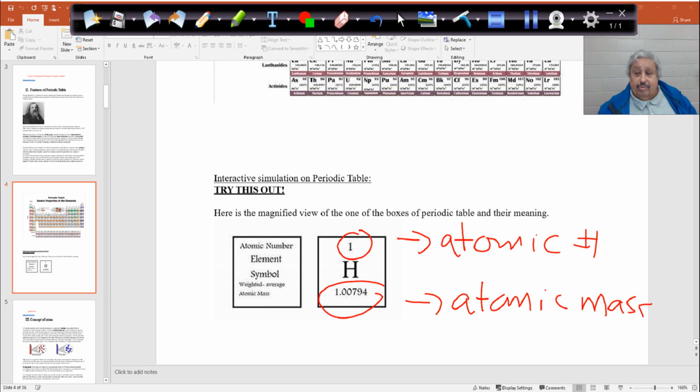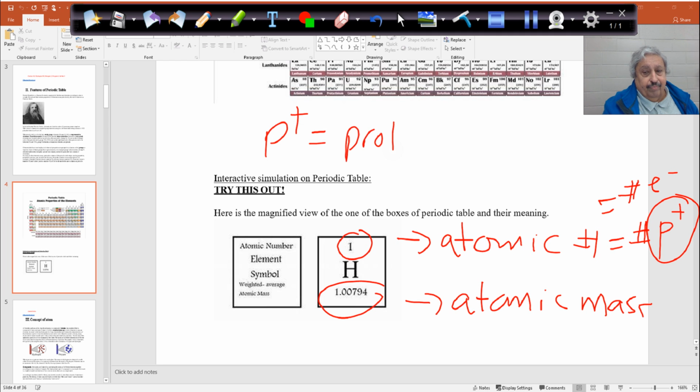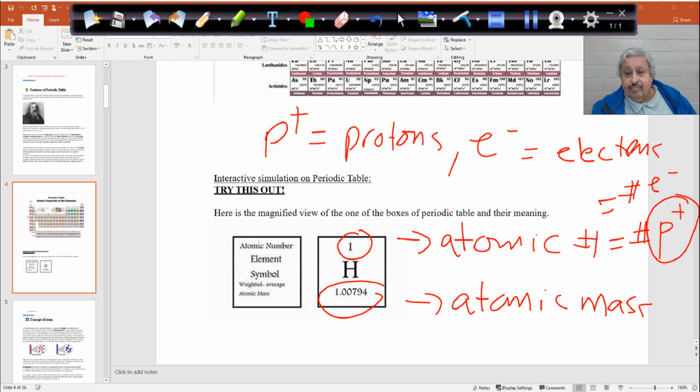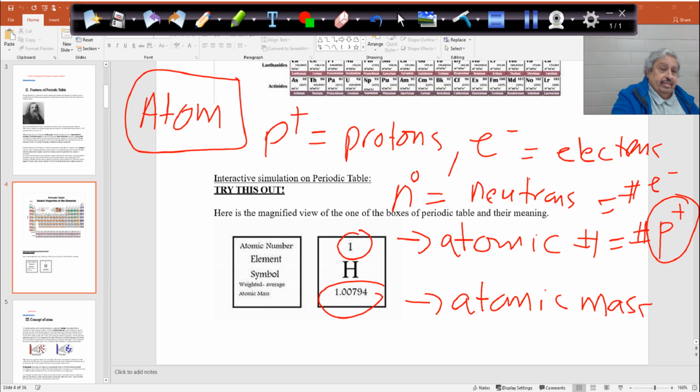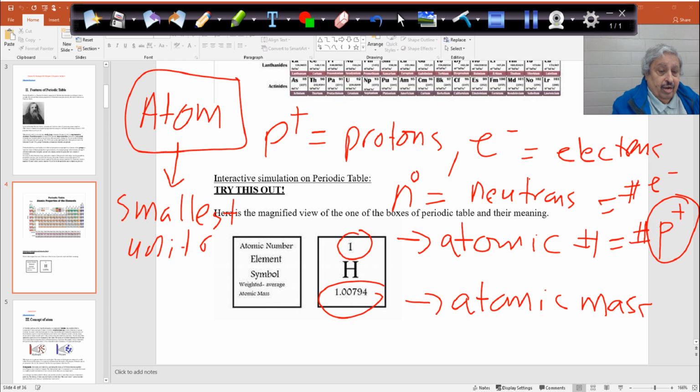So it turns out atomic number is the number of protons. We give them positive charge, correct? Or it is equal to the number of electrons. So P for protons, E for electrons, and N, no charge, for neutrons. As you will see later on in the Rutherford experiment, atom is a Greek name for the smallest unit of matter. Any matter, the smallest thing in this matter itself is called an atom.